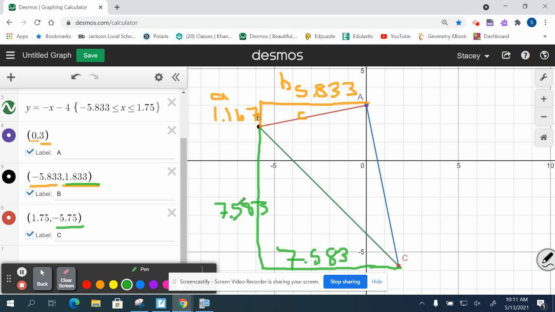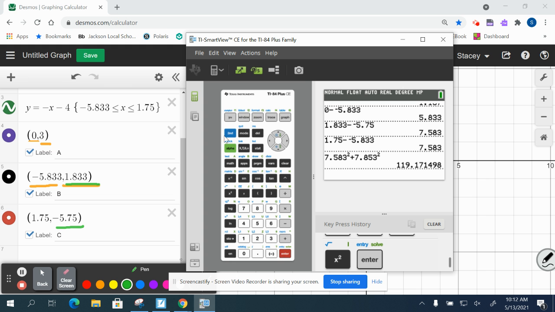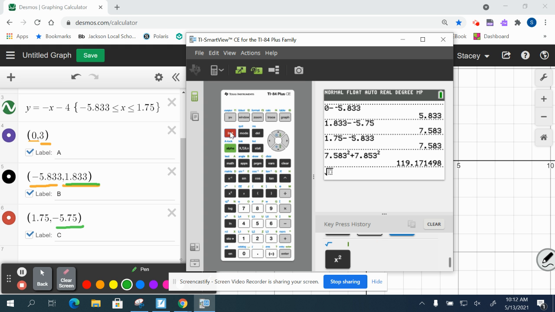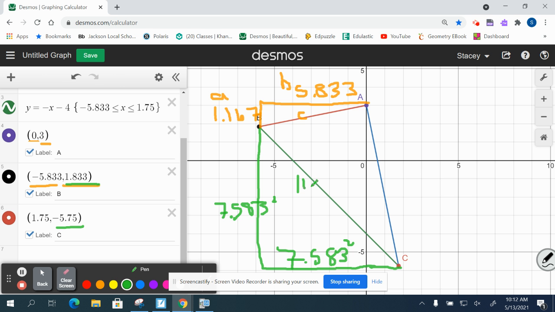Okay, so then you'll do this squared plus that squared equals c squared. So I'll show this one in your calculator. 7.583 squared plus 7.583 squared equals that, and then you would take the square root of your answer to get 10.92. Okay, so I hope that makes sense.